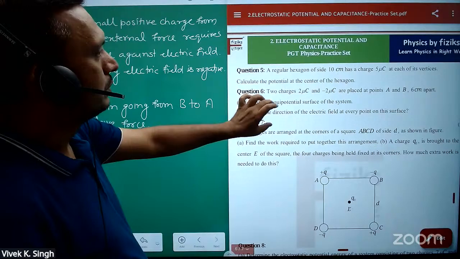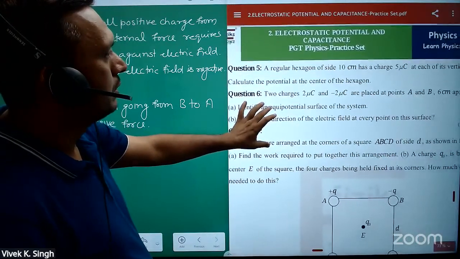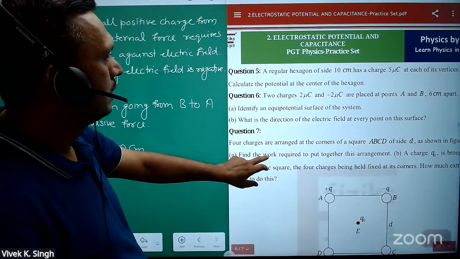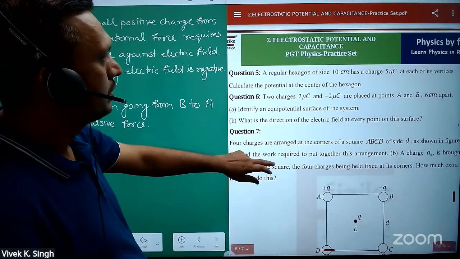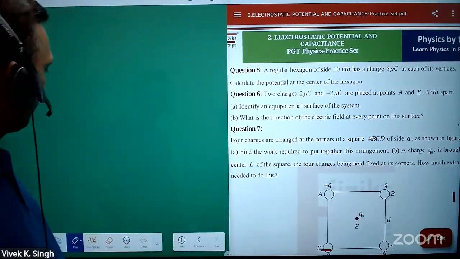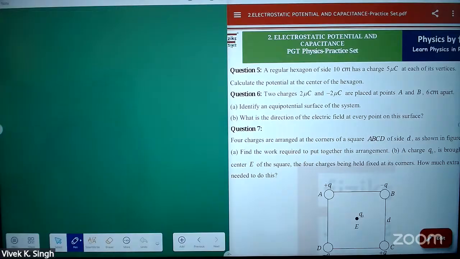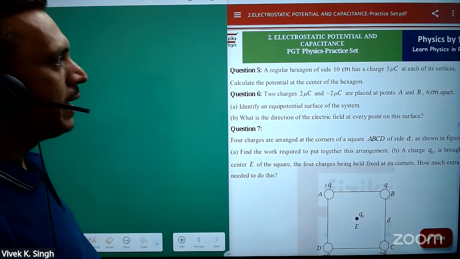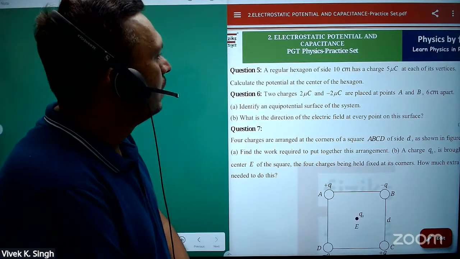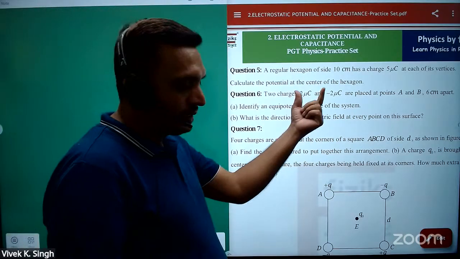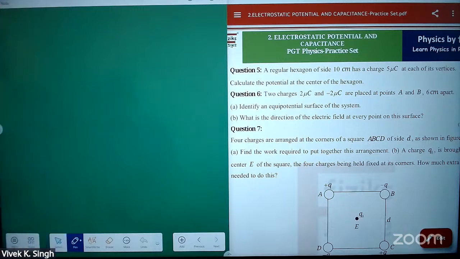Now next question. Question number 6. A regular hexagon of side 10 centimeter has a charge 5 microcoulomb at each of its vertices. Calculate the potential at the center of the hexagon. What will be the potential at the center of the hexagon?